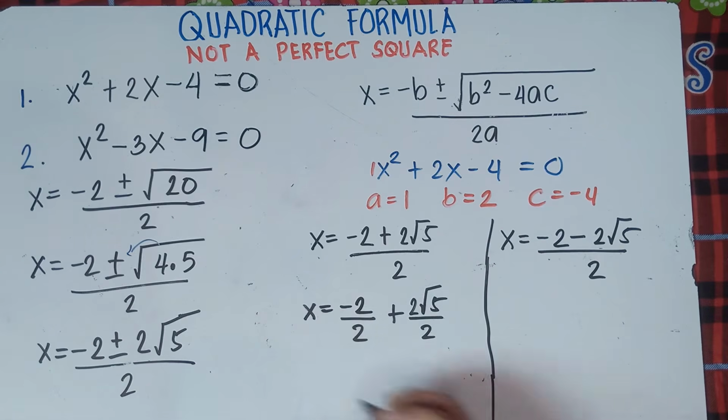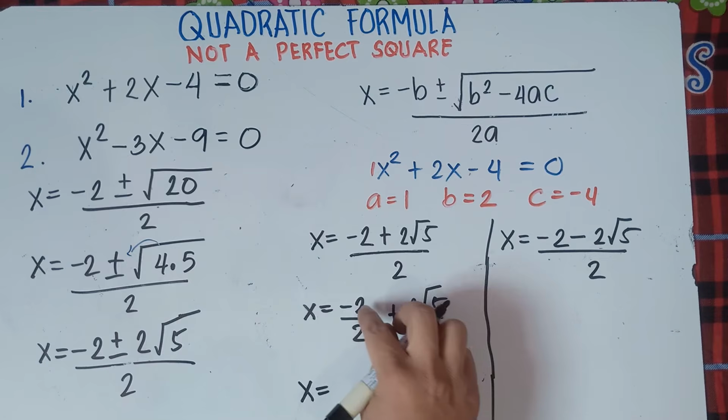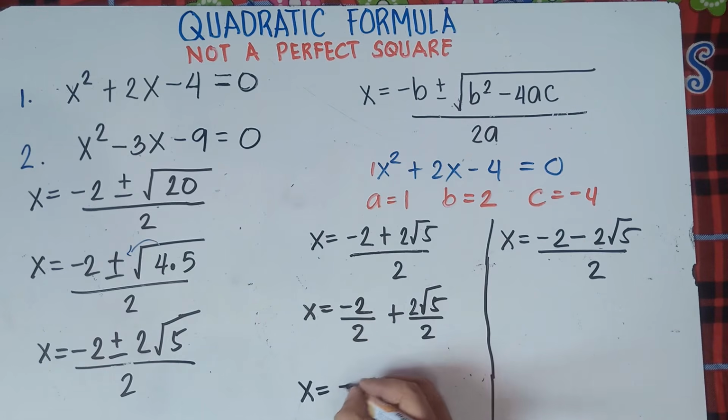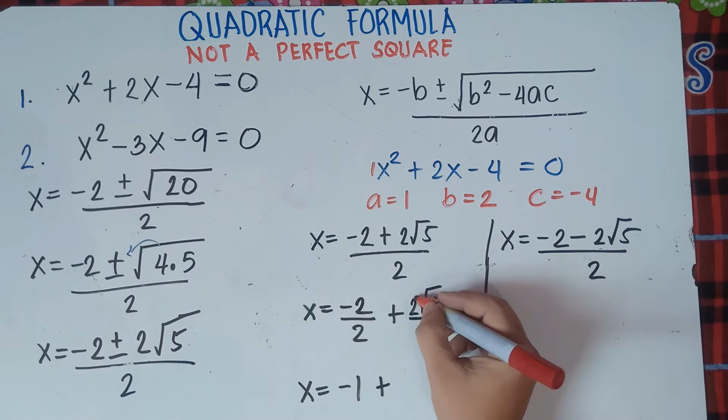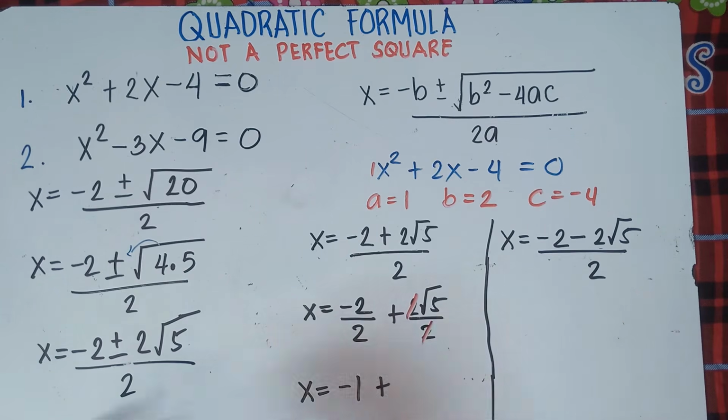So our final answer will be x equals negative 2 divided by 2. That's negative 1 plus 2 divided by 2. So you can cancel this out, because 2 divided by 2 is 1. Plus, and the answer will be plus square root of 5. Once again, you cannot combine because this one doesn't contain square root. So that would be our final answer class for the x sub 1.